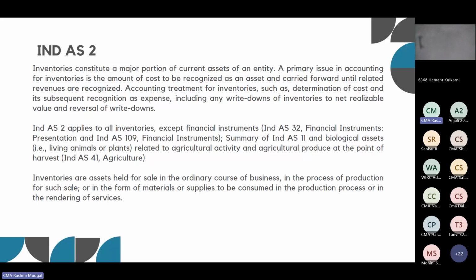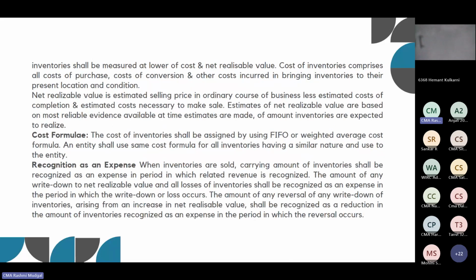Accounting treatment for inventory includes determination of cost, its subsequent recognition as an expense, including any write-down to net realizable value, and reversal of the write-down. Okay, so that was the Ind AS. Here in inventories, net realizable value is the estimated selling price in the ordinary course of business less the estimated cost of completion and the estimated cost necessary to make the sale. Estimates of net realizable value are based on the most reliable evidence available at the time the estimates are made, of the amount the inventories are expected to realize.